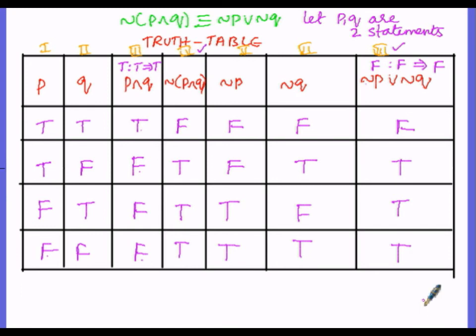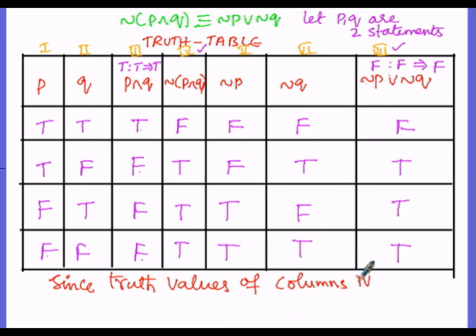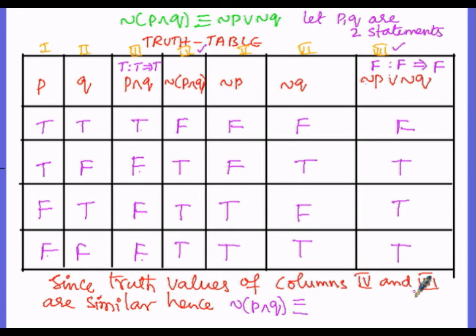So here we can write it as: since the truth values of columns 4 and 7 are similar, hence LHS, that is column number 4, the negation of P and Q, will be identically equal to column number 7, negation P or negation Q. So in this manner we have proved that the negation of P and Q is identically equal to negation P or negation Q.